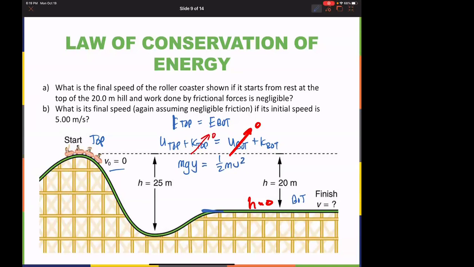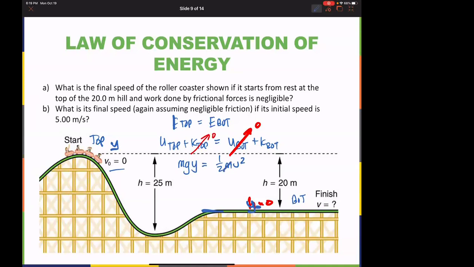Because v naught is 0 and y naught, I should call this y naught, sorry. Y naught is 0. We'll call this y. So my goal is to find v, right? It says, what is the final speed?